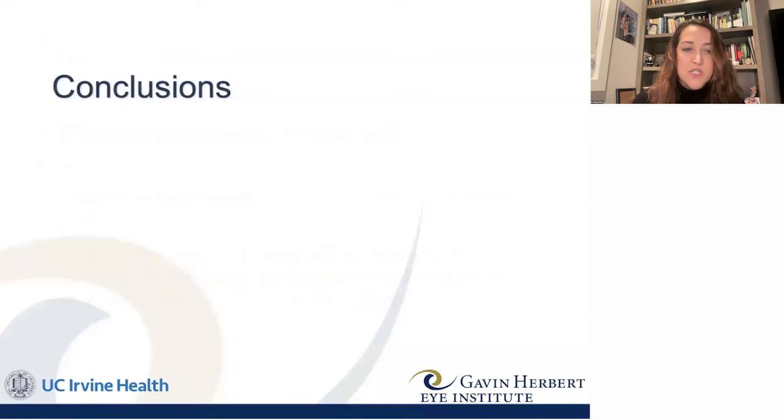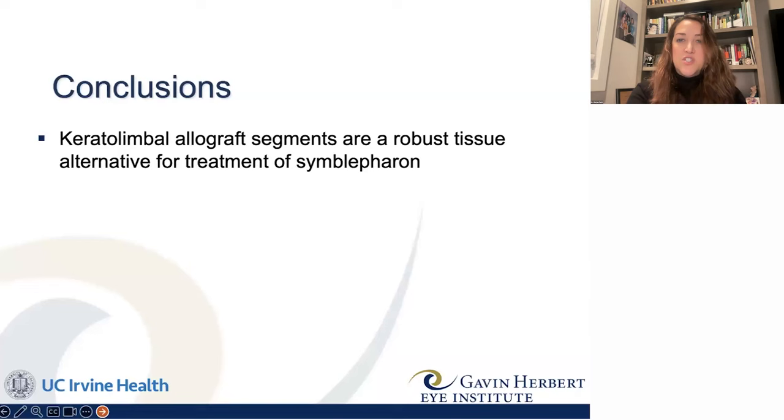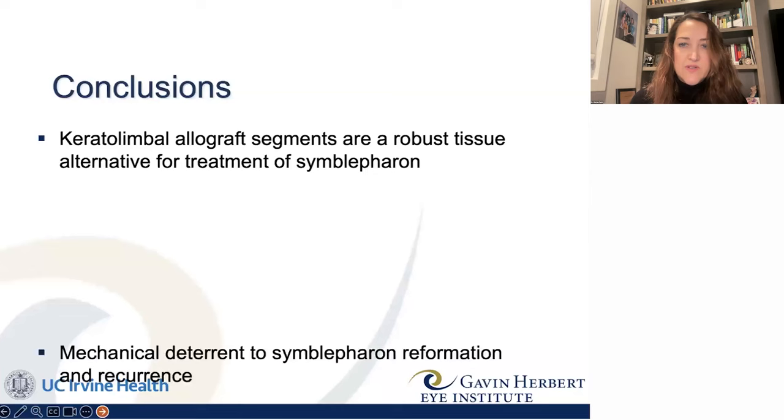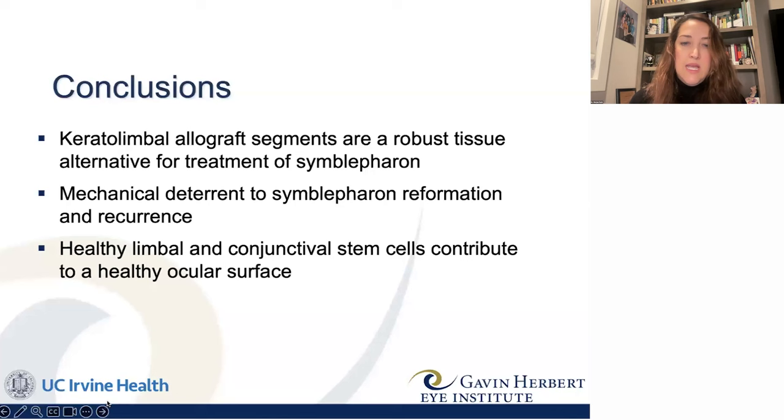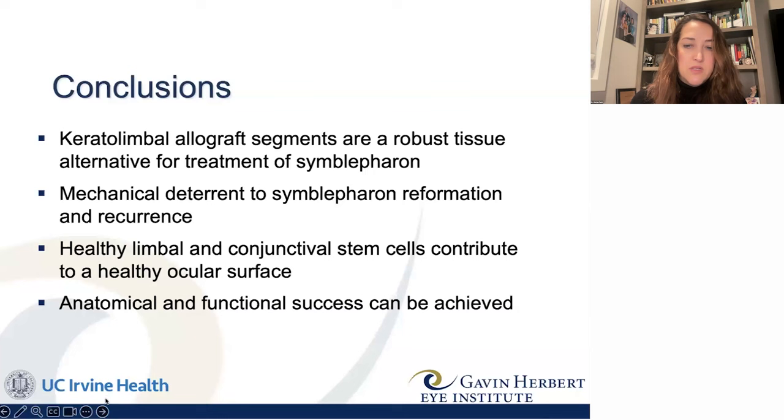So this keratolimbal allograft tissue is a healthy, robust alternative for treatment of these severe symblepharon patients. It's a mechanical deterrent to the symblepharon reformation and recurrence, and it does provide healthy limbal and conjunctival stem cells as well, which I think contributes to the long-term health of the ocular surface there. And we were able to achieve anatomical and functional success.